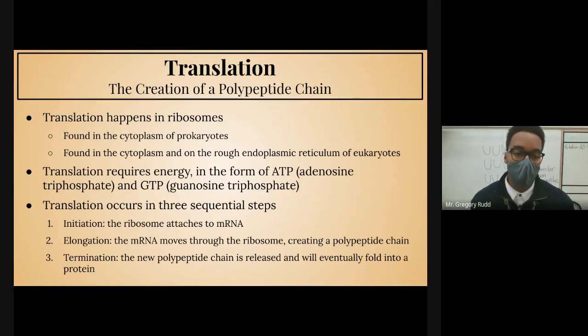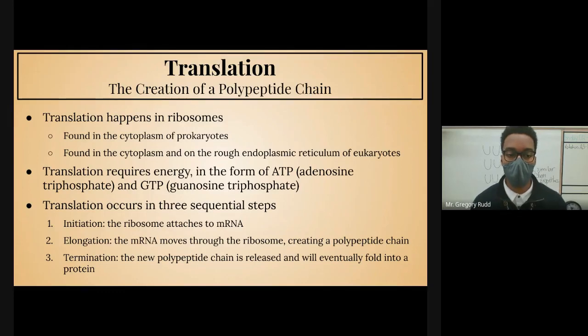Well, look at the first bullet point. I think you know that already. Translation happens in ribosomes. You know where ribosomes are. I do want you to write down the second bullet point. Translation requires energy in the form of ATP and GTP. You have not written that third one down.